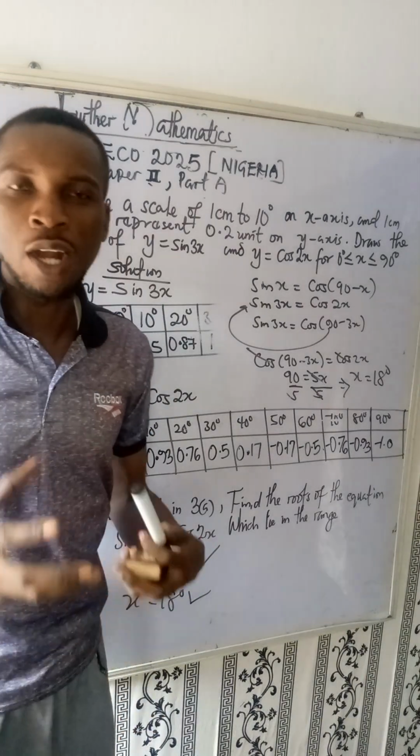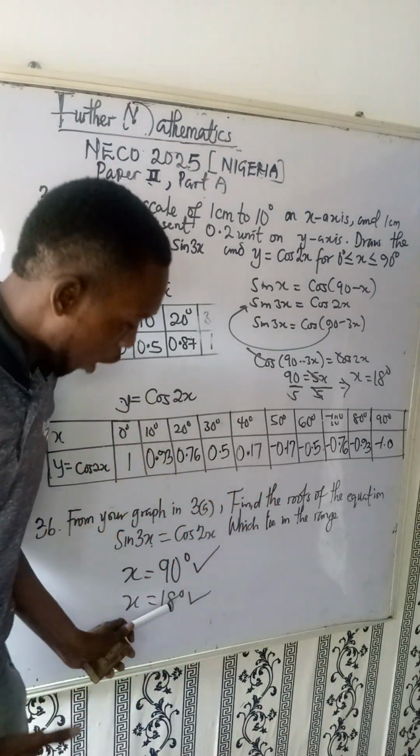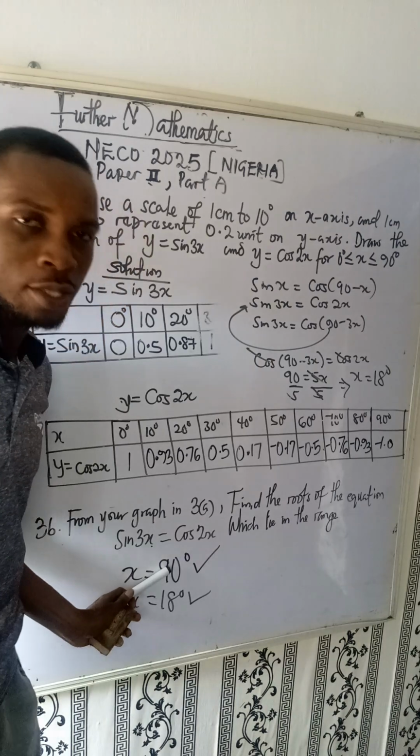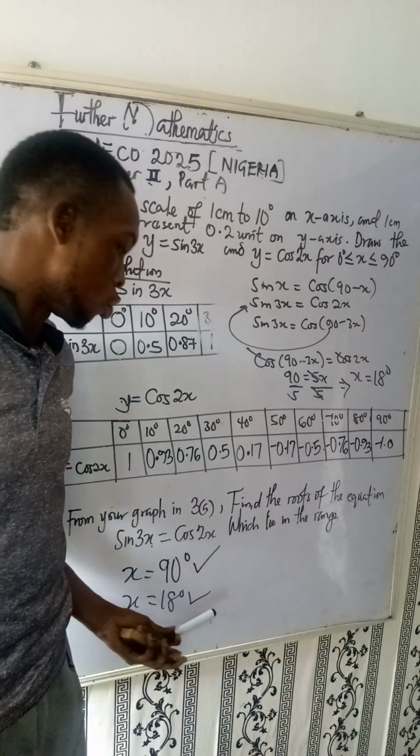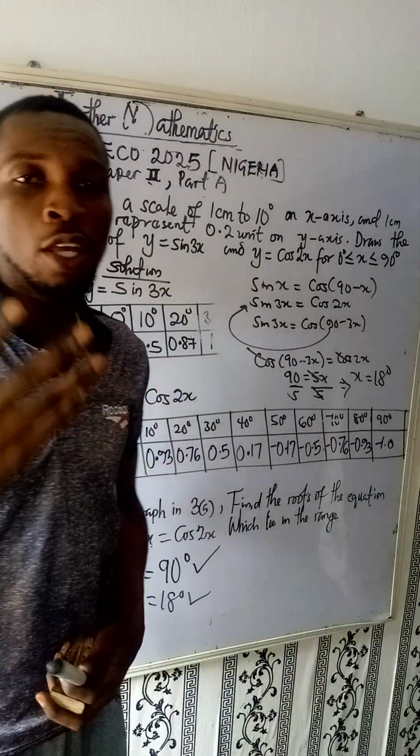If you plot your graph accurately, you are going to get two answers, two roots to the equation. That is, x is 18 degrees and x is what? 90 degrees. Please make sure you plot the graph because the question says you should draw the graph. Thank you. Bye.